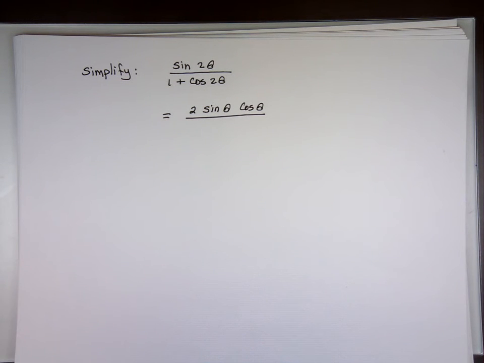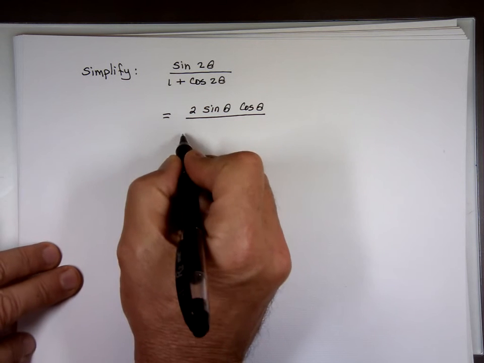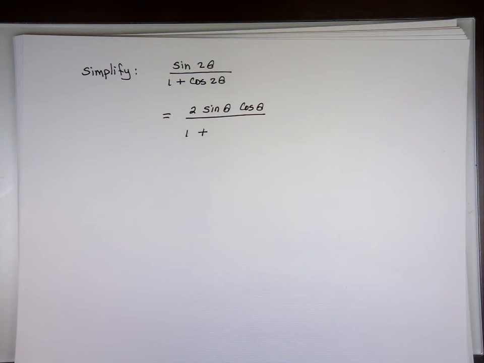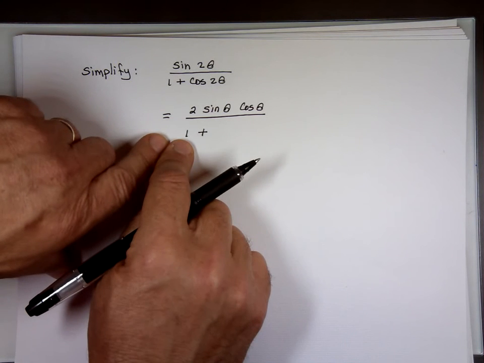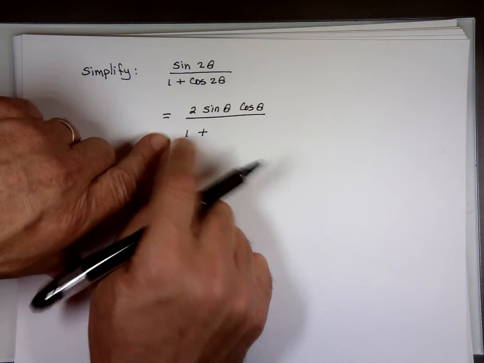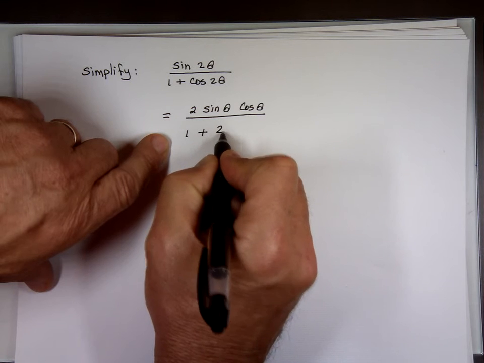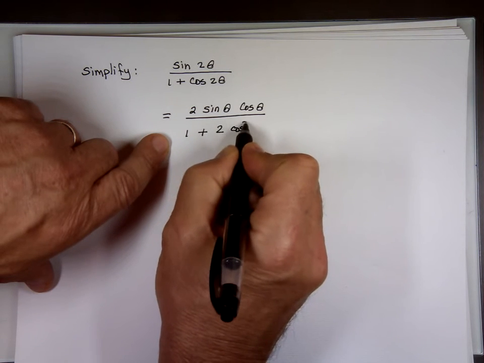Here's the 1. What's cosine 2 theta? Well, we have 3 options for cosine 2 theta. But if I use 2 cosine squared minus 1, what will happen to that 1? Will disappear, right? That might be easier to simplify. So replace that with 2 cosine squared theta minus 1.